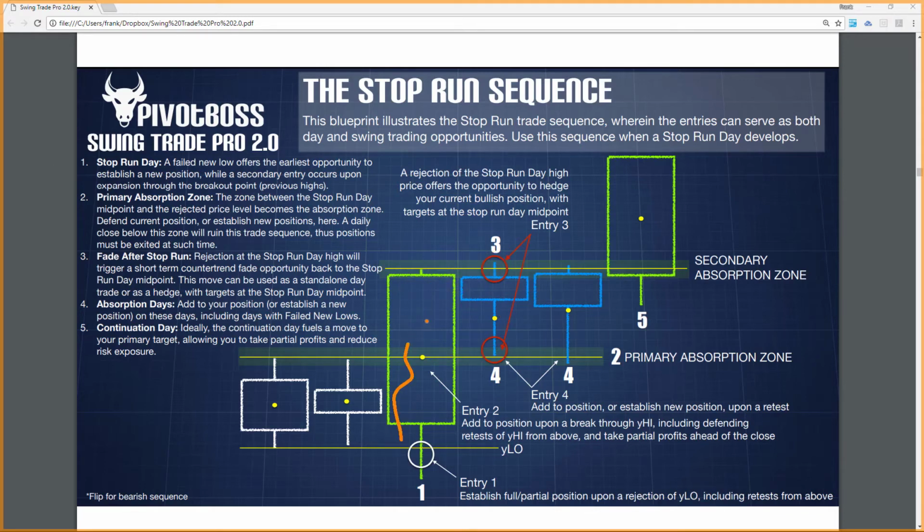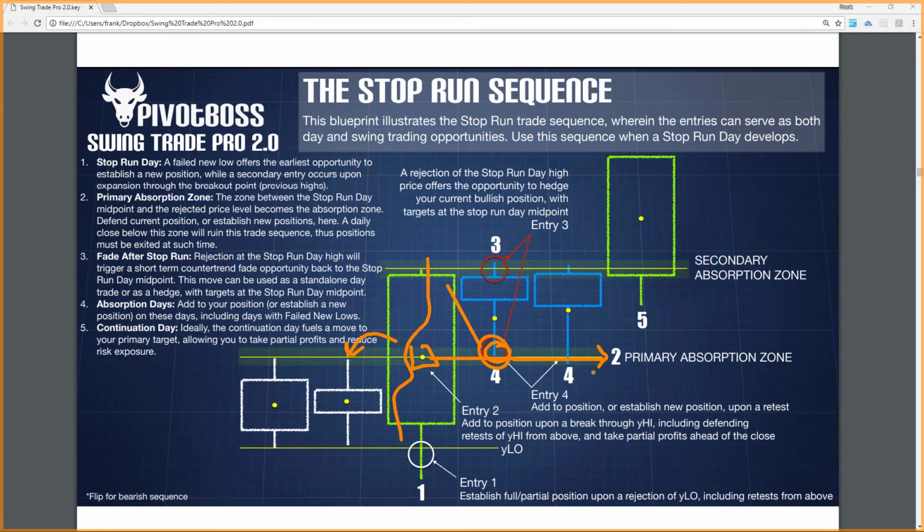So this is a stop run day. This is the retest where price retests the midpoint and the breakout point from above. That retest after stop run day is very, very powerful. Bulls want to be able to defend the breakout point at all costs. And again, that could be defended over the next 1, 2, or even 3 days. And price needs to continue to close above that absorption zone.